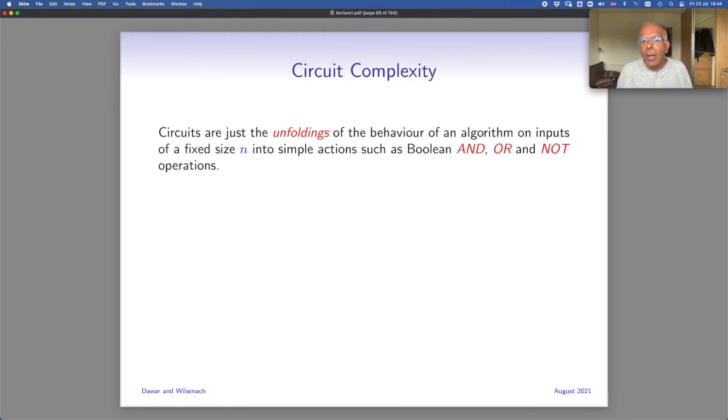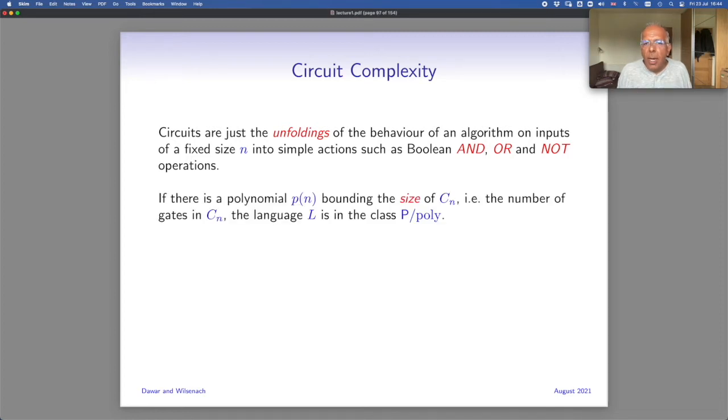In the case where we have an algorithm for deciding the language, we can think of the circuit as being obtained by fixing the length of the input and unfolding the behavior of the algorithm to eliminate all loops and just make it a sort of straight line algorithm. If the size of the circuit is bounded by a polynomial in n, then the language L is in the class P/poly. Again, there's no assumption of decidability here. You can have undecidable languages in P/poly. It's just that the size of the circuit is bounded.